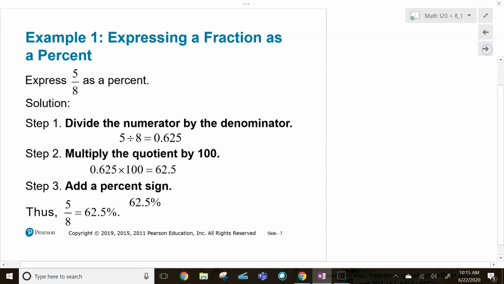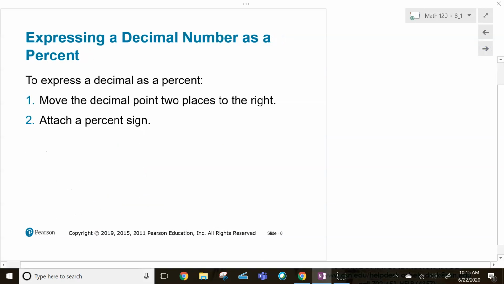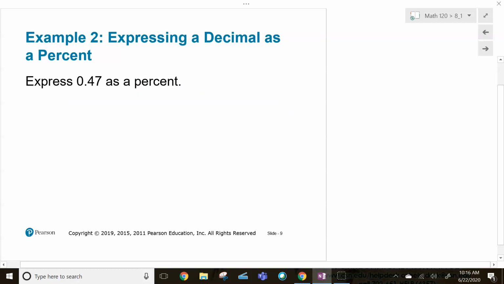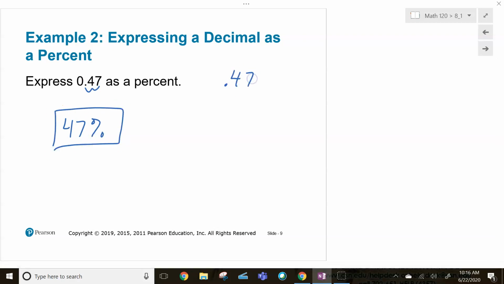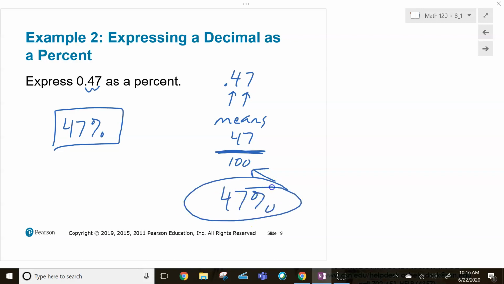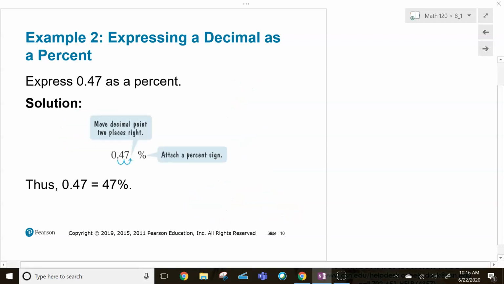Okay, there it is again. Like we said, for the decimal going to percent, we're going to move it to the right twice. So 47 hundredths is 47%. Again, what does this mean? 0.47, this is the tenths position, that's the hundredths position. This means 47 hundredths. It's 47 per 100, so it's just 47%. Just move it right twice.